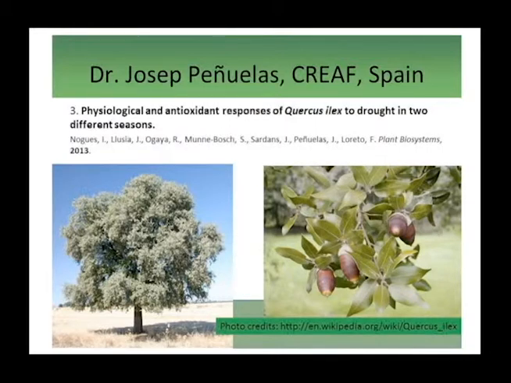10% soil moisture reduction. They wanted to see how this would affect photosynthetic rates and water relations, as well as look at the antioxidant and anti-stress defense capacity of Quercus ilex, which is a dominant species in Mediterranean forests. The 2 different seasons they studied were spring and summer.